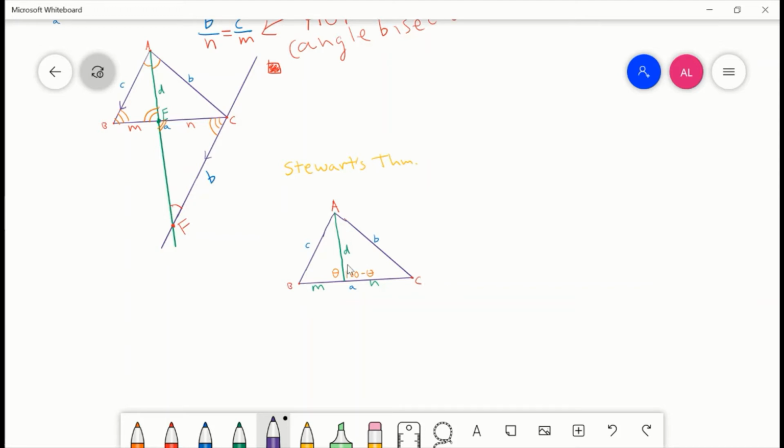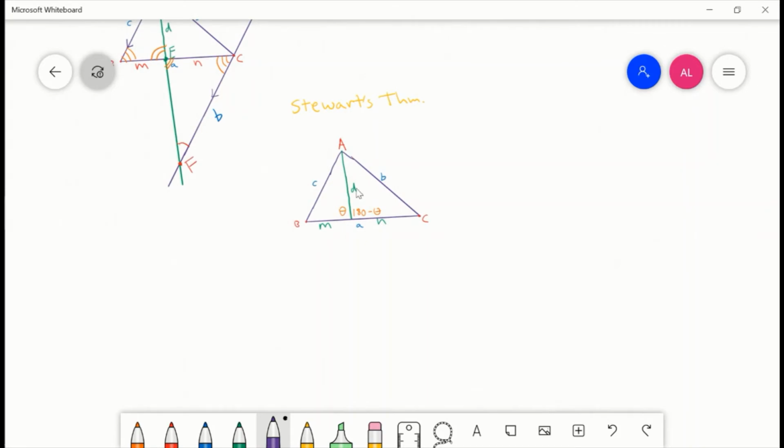So what we have is that this angle right here is theta, and this angle right here is 180 minus theta, because these two angles are supplements. Now we break out the law of cosines, and the law of cosines states that n squared plus d squared minus 2 times m times d times the cosine of theta is equal to c squared.